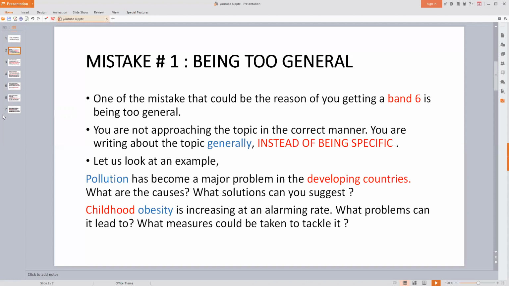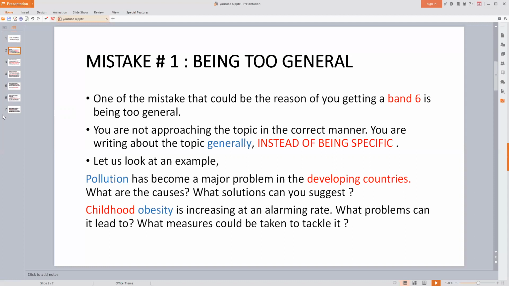So the Western countries or the developed countries, they are excluded. You don't need to talk about them. You don't need to talk about everything in general. And that is a mistake, and that's the reason you are stuck on a 6 or a 6.5. To be honest, if you write about your question generally, you can't get above a band 6. And that's what I've seen in the band descriptors. I'm not making it up. Let's look at another example to clarify it a bit more.